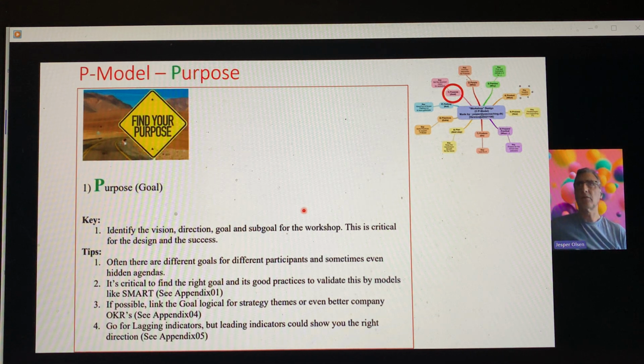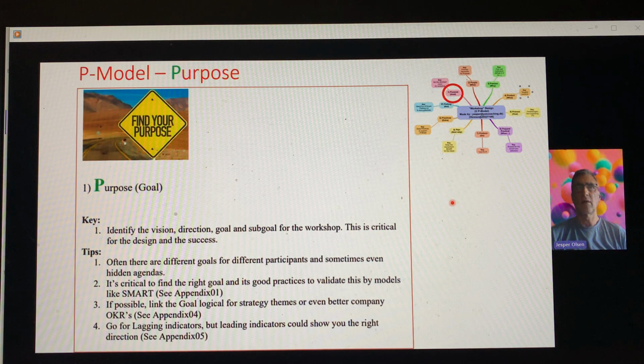So let's take the first P, and you can see the circles here, so you can see where we are in the model. And you can get a copy of this PowerPoint afterwards, so you can look at the detail afterwards. But the first one, and that is for everything we do: what's the purpose? What is the goal? Why are we doing this? What is the reason? What is the vision? What is the direction? And what is the sub-goal? So it's important to ask yourself this question before you even consider doing a workshop or a meeting or event. And on this screen, I will show you, of course, the template: there's a title, there's the key element of this, and there's some tips. I will not in this short presentation go through all the tips, but remember this is the purpose. The P stands for purpose. Why are you doing this?